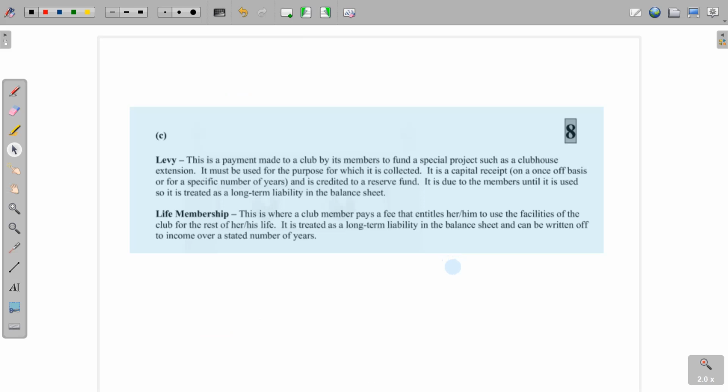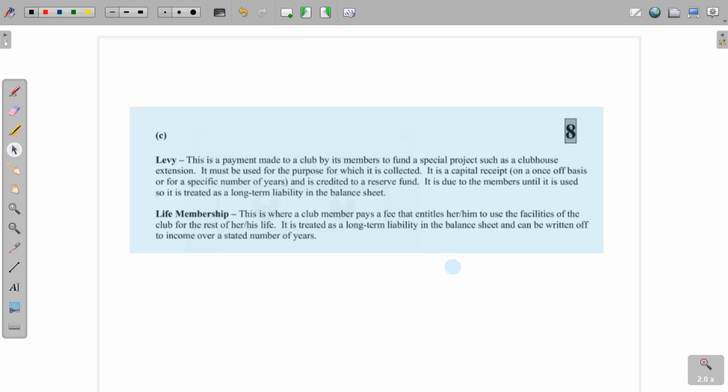It is due to the members until it is used, so it is treated as a long-term liability in the balance sheet. So essentially, the members are kind of like creditors. So until we've used the money, it will be treated as a long-term liability.